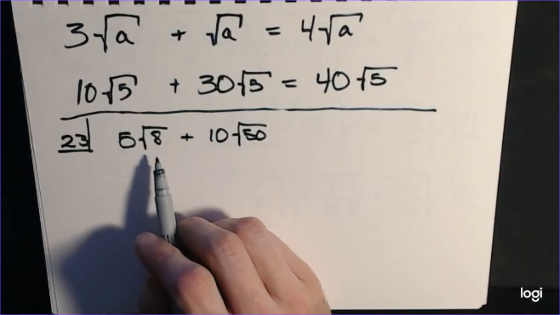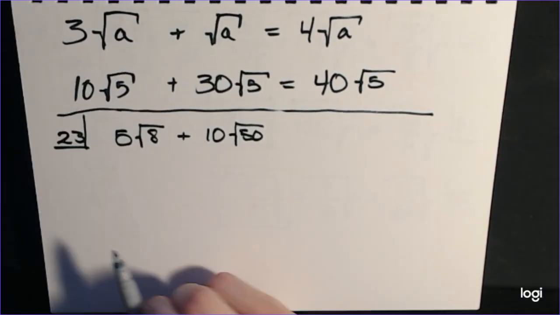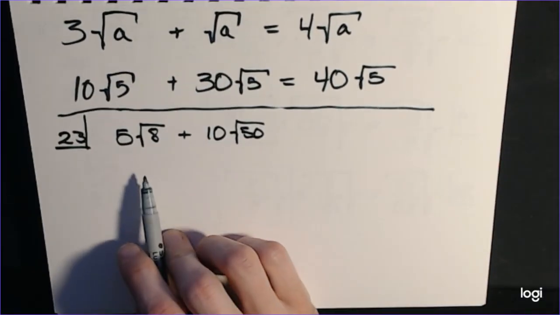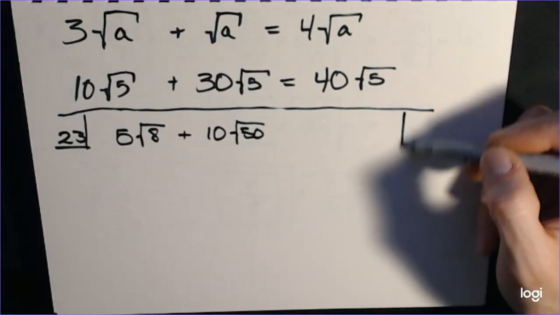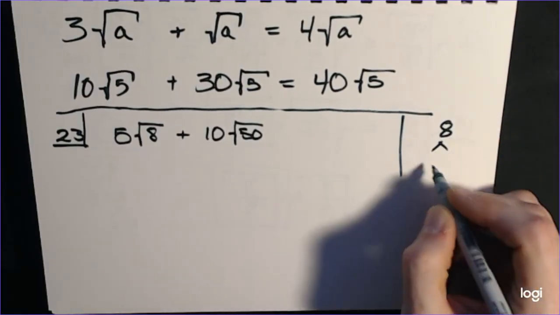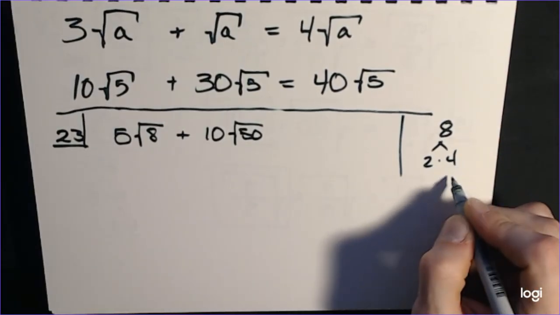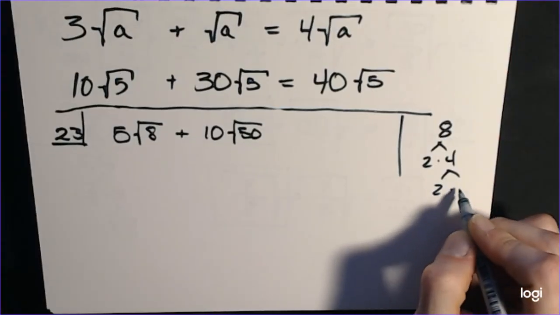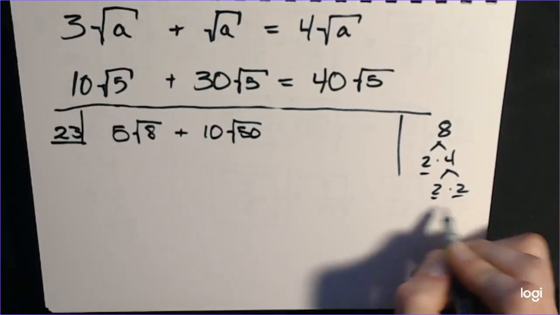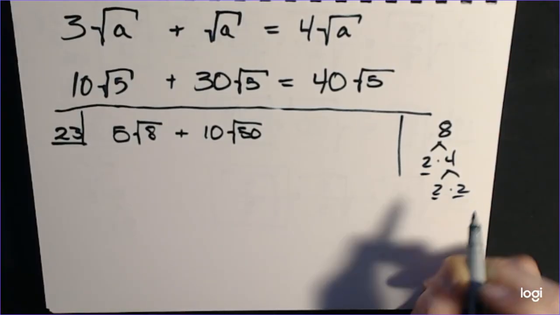So we'll start by trying to break down the square root of 8. Now 8 is not a perfect square, so we have to make a tree. 8, it's an even number, so I'm just going to divide by 2. 2 times 4, and 4 breaks up into 2 times 2. So this allows us to remove a 2.